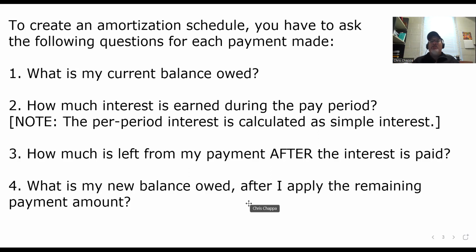Now, what happens in the short term is at the beginning, a huge chunk of your payment goes towards the interest, which means a small part goes towards the balance. So you could send in, say, a $1,000 payment, and then your balance might only go down $150. This can be very discouraging. But at the end of this video, I'll show you that it turns around towards the end.